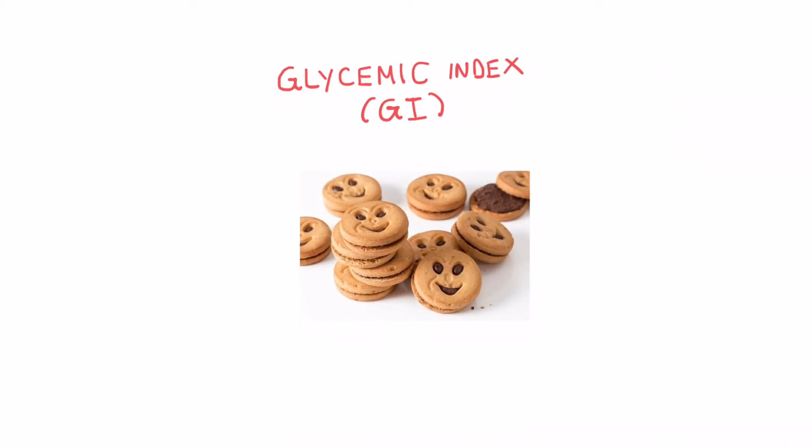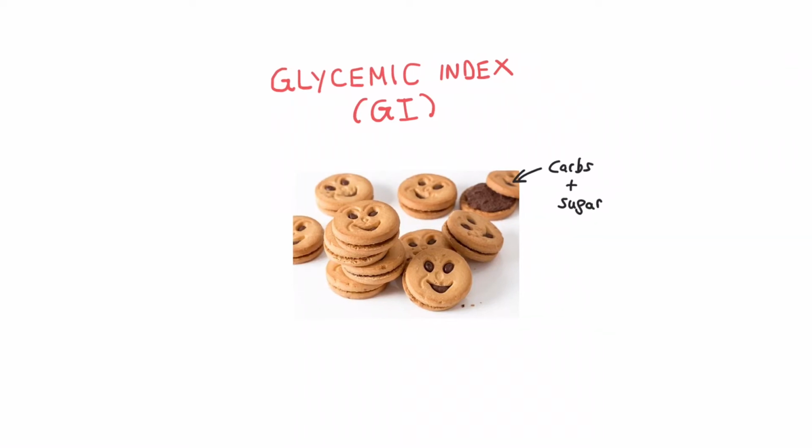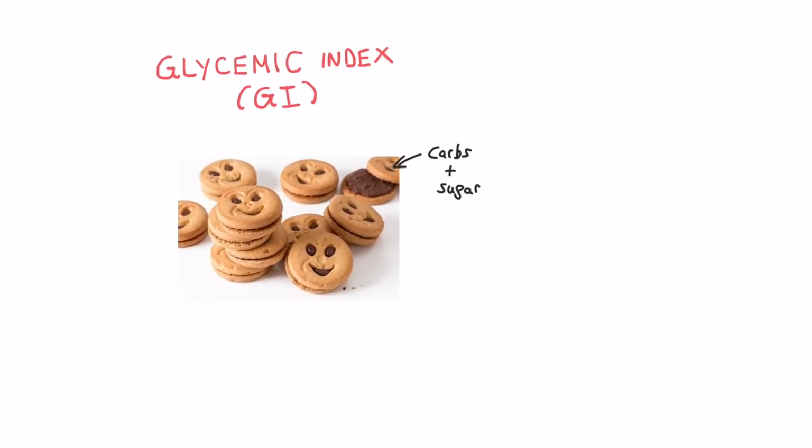Glycemic index is a rating for food containing carbohydrate and sugar. A perfect example is a biscuit. A biscuit contains both carbs plus sugar. And the GI, or the glycemic index, measures how these components are broken down in your bloodstream, in your blood. So it's very important to have an idea how this works.